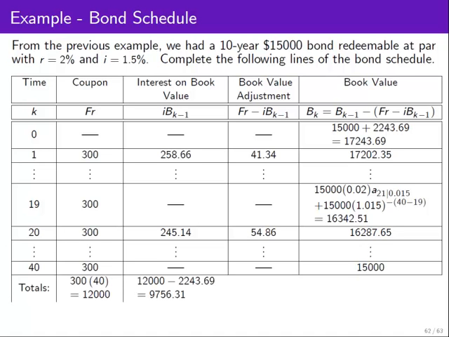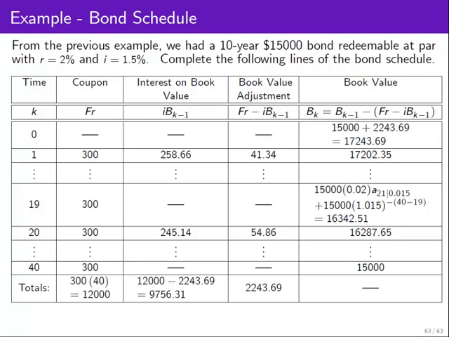If we add up the totals in the coupon column and the interest on the book value and the book value adjustment, what you will see is that the total amount of coupons paid is $12,000. The interest on the book value is $9,756.31, and the book value adjustment is $2,243.69. So the book value adjustment actually adds up to the premium amount that we paid on the bond.